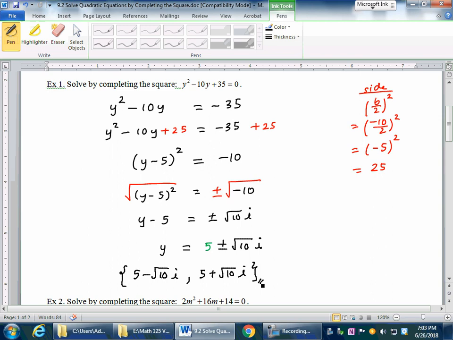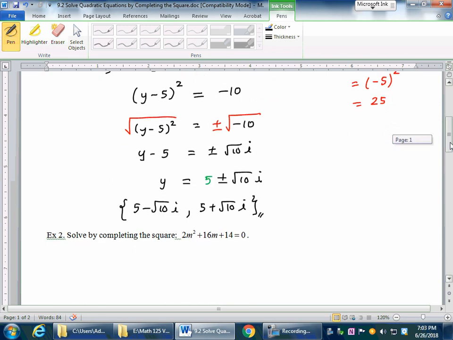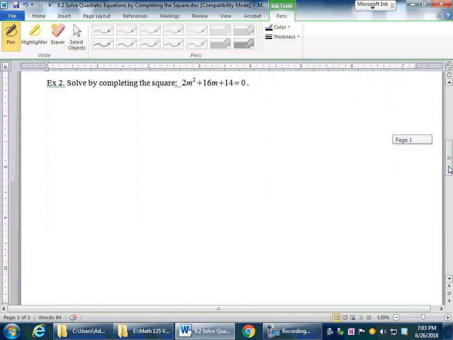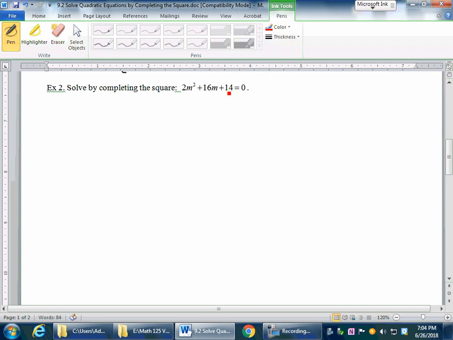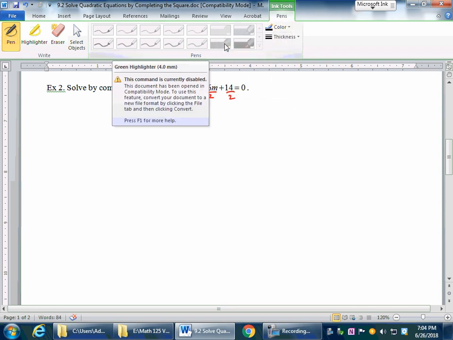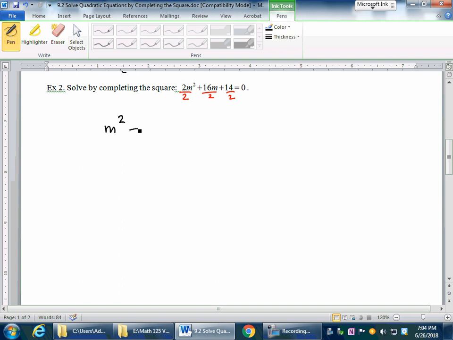Let's take a look at the next example. So first up, I'm going to get my leading coefficient to 1. That means I'm going to divide both sides by 2, which gives me m squared plus 8m plus 7 is equal to 0.